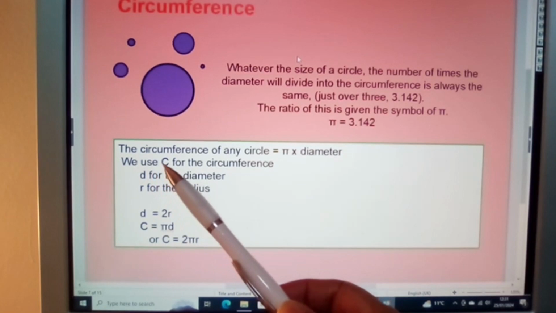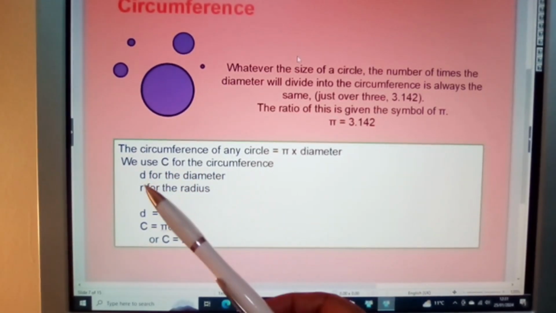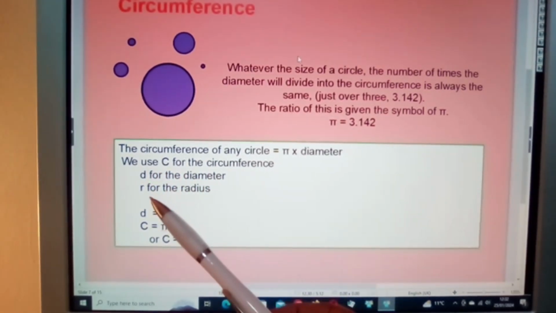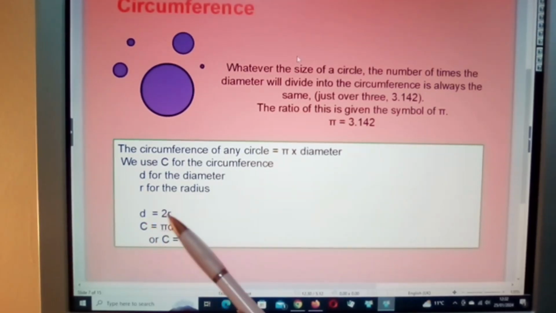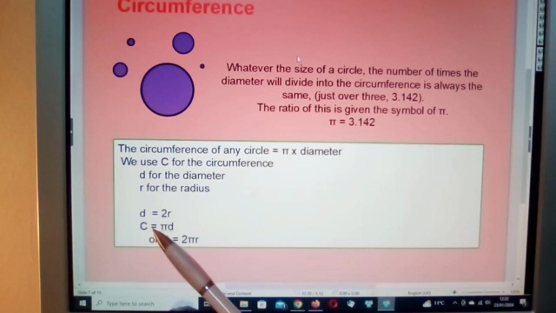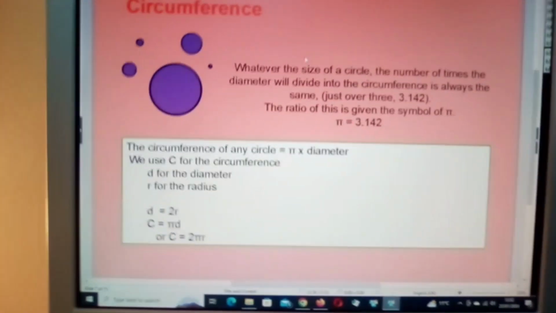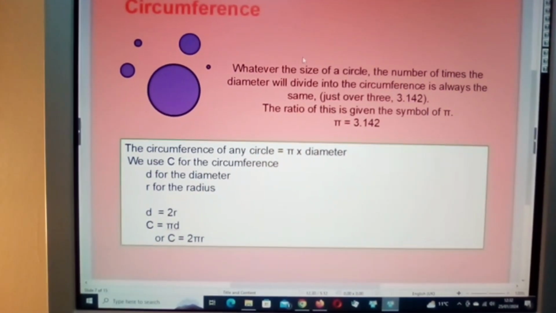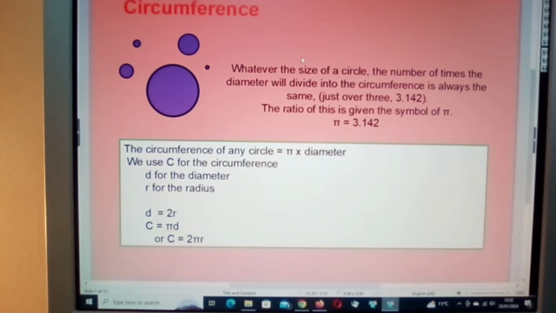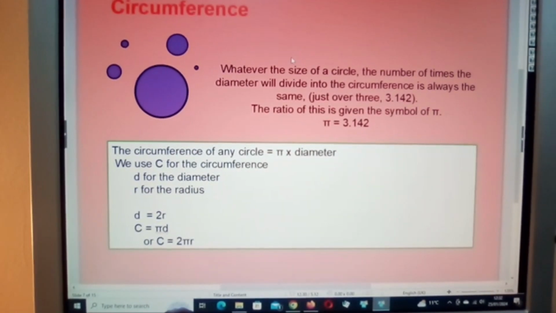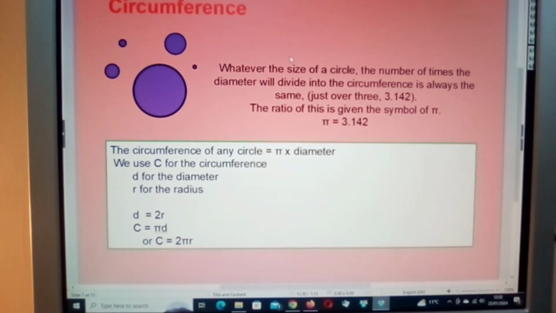We use C for the circumference, D for the diameter, R for the radius. So we have D equals 2 times R, C equals pi times D, or C equals 2 pi R. Now, why does my head tell me that that's equal to pi r squared? It's probably something else that I'm remembering. But we'll take C equals 2 pi r, okay?